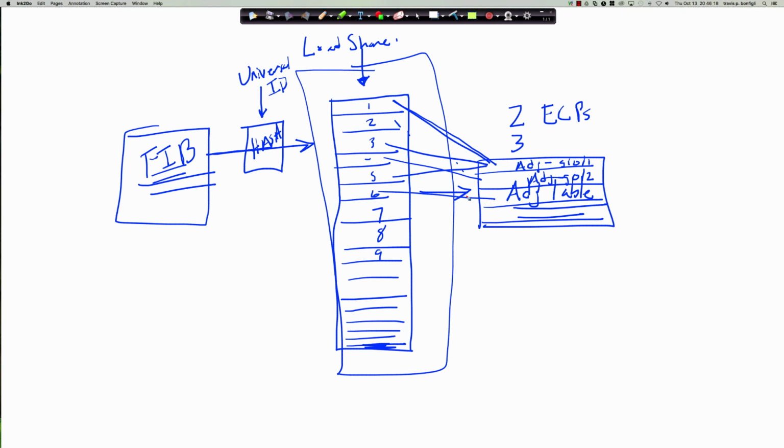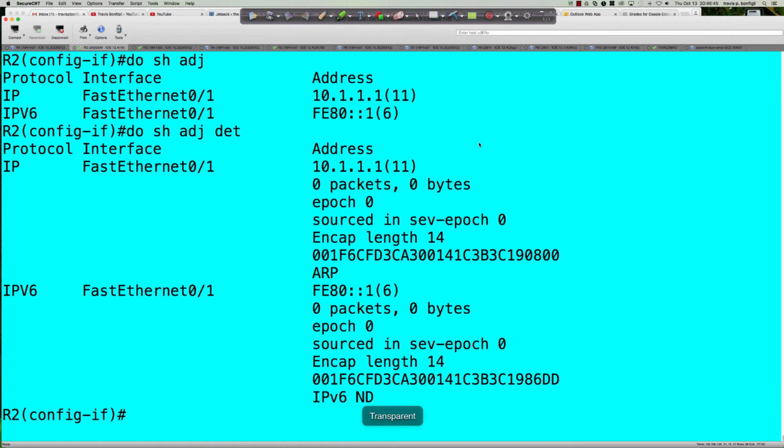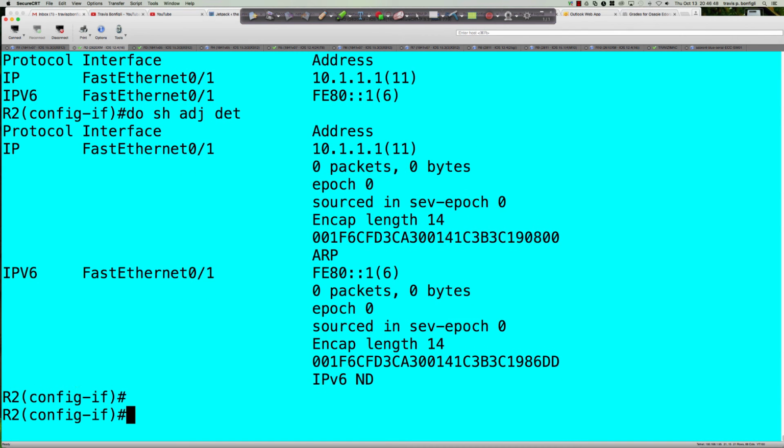And so we'll wrap up with this, when we talk about the load sharing algorithm. Remember, I've been saying the universal ID. Well, there are 4 basic ways that we can do load sharing. For this, we'll go back to the command line, and this is where we will wrap up.